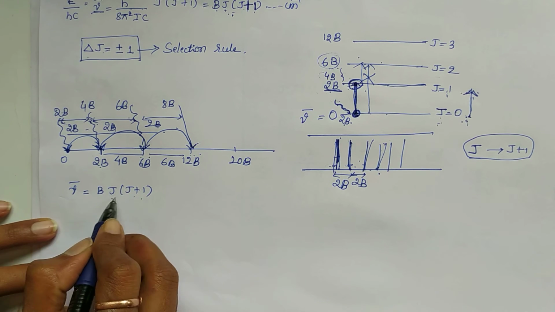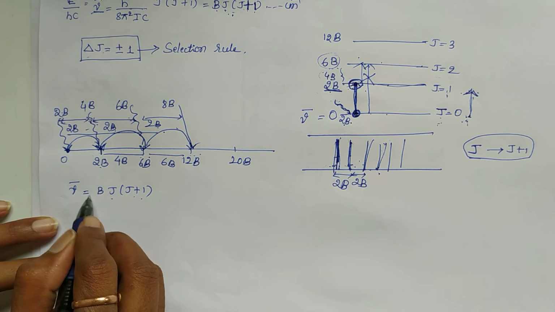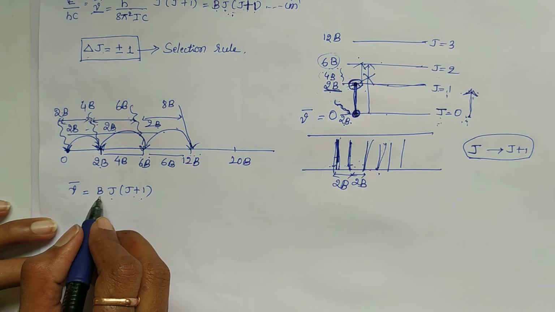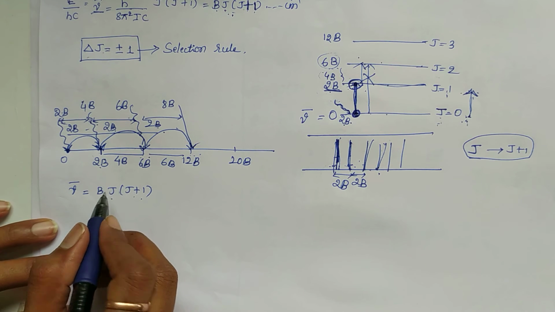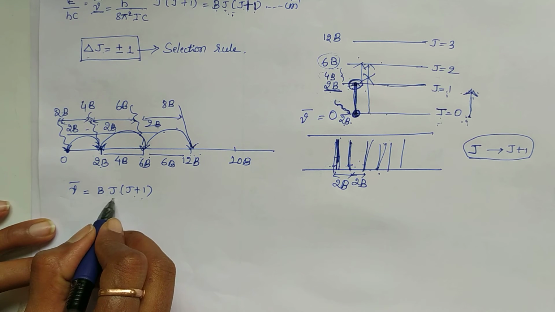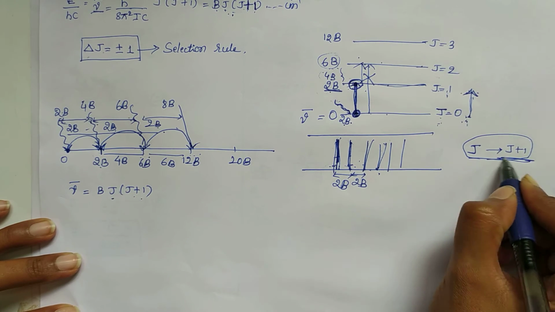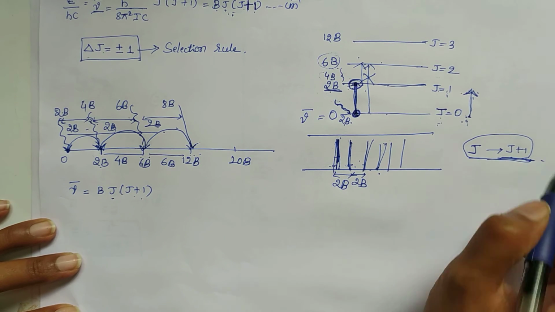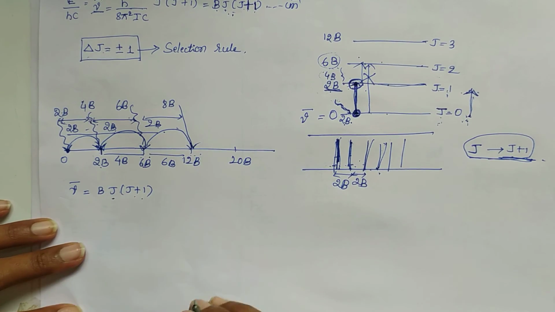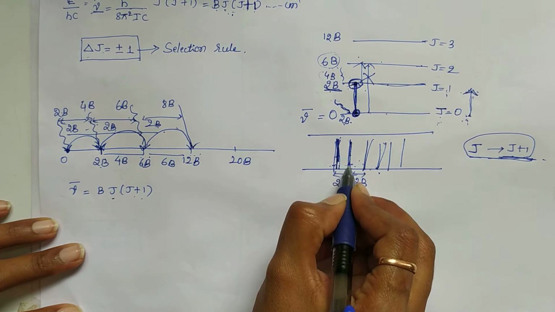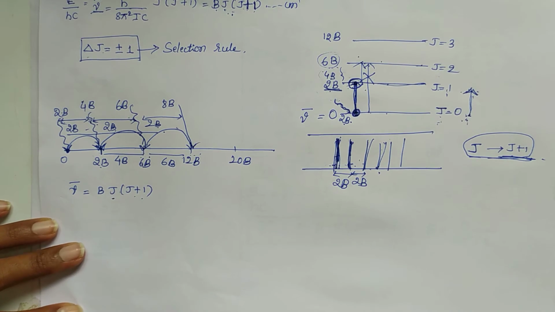So here I have written the expression for the energy of the molecule which is in the J level. This molecule will absorb the radiation and go to the higher energy state, J plus 1. For this transition, J to J plus 1, we are going to get one spectral line.